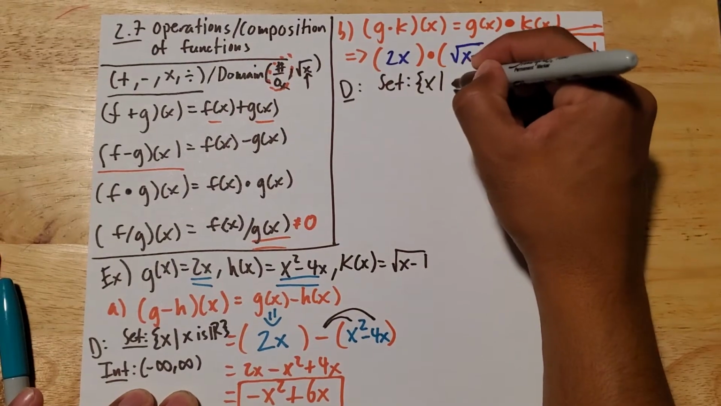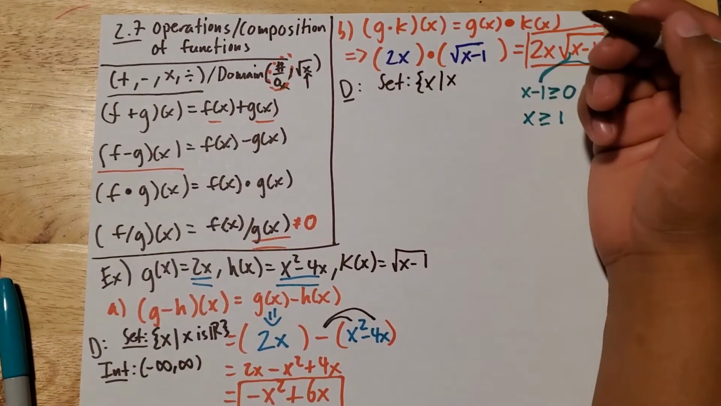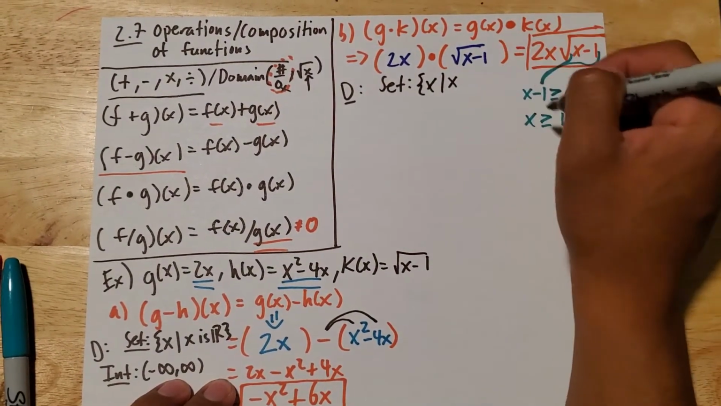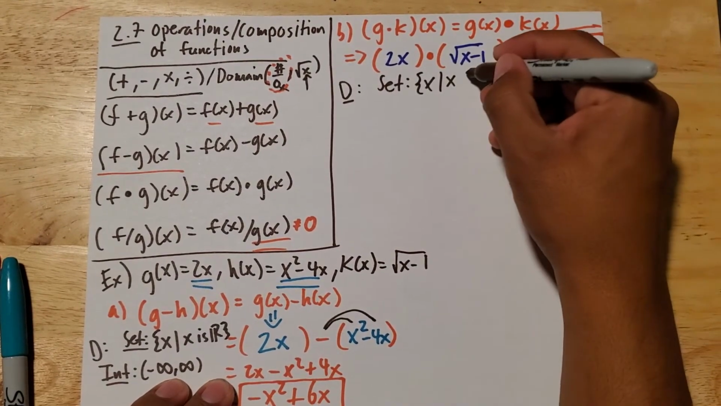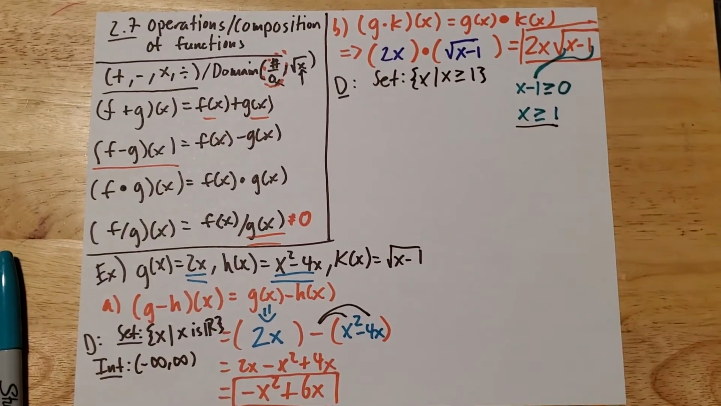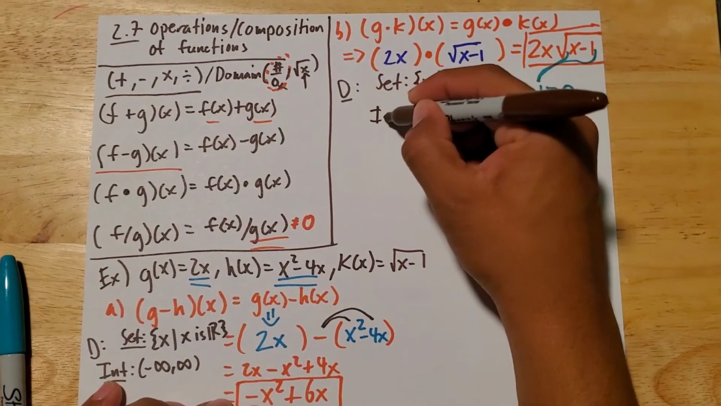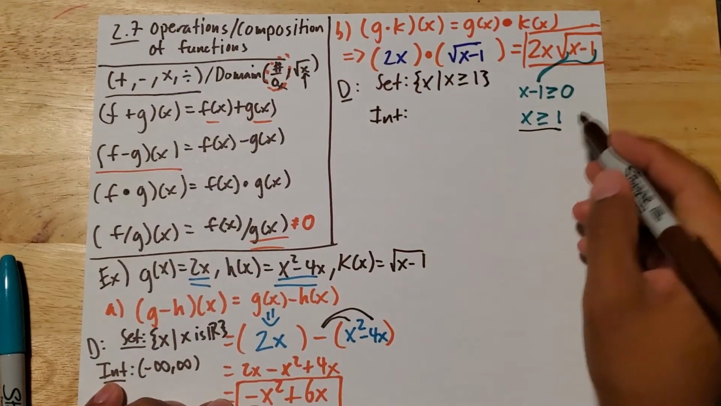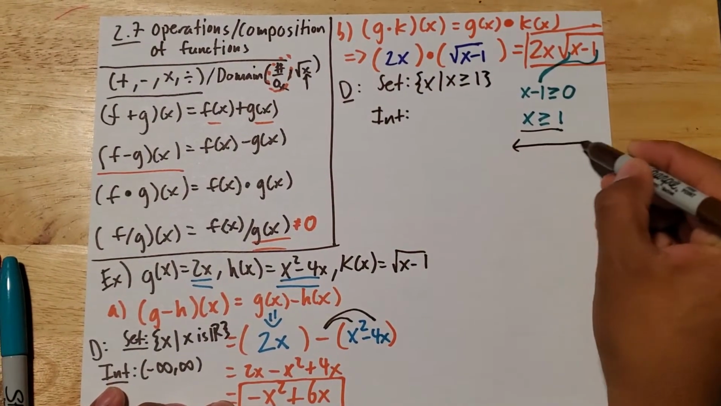So x such that x is greater than or equal to 1. In this case I don't have to say all real numbers, because I already have this inequality telling me all the values that satisfy my domain. Now, when it comes to interval notation, all you have to remember is to think about a number line when you graph these.